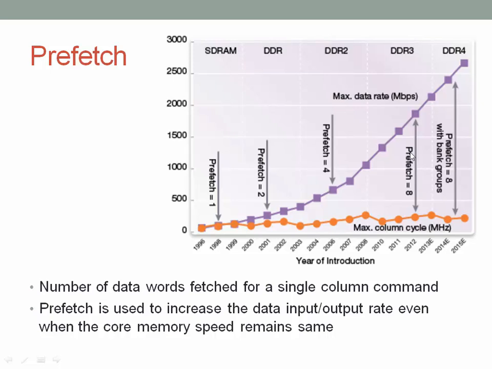Prefetch is a technique where for a given read signal, it fetches multiple points of data. So it shoots out the data in a burst. That is called the burst length. In DDR3 the prefetch was 8. In DDR2 the prefetch was 4. In DDR4 the prefetch number is still 8, but it has bank groups, which again increases the data rate.